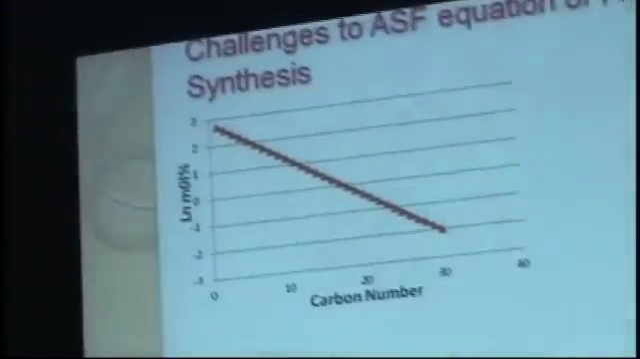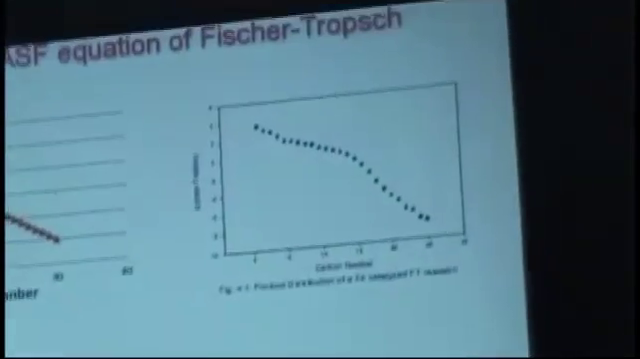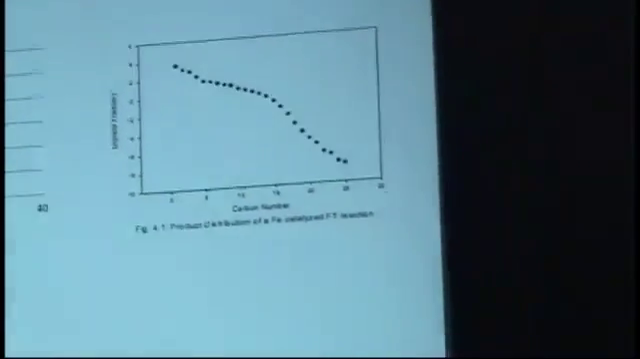And you know, starting from 1970, 1980, and up to 2000, there is a challenge to the ASF equation. According to the ASF equation, if you have a plot, you are supposed to have this. But almost no catalyst gets this kind of distribution. Instead, you get things like this. That means that there is a positive or negative deviation from the ASF equation. How to explain this kind of thing?